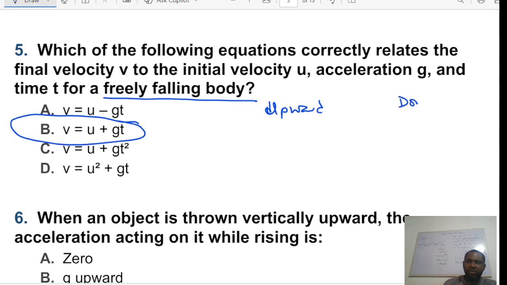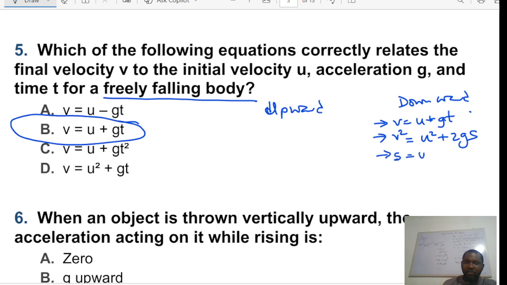and downward motion, okay? Now, for downward motion, the equations of motion are, the first one, v equal to u plus gt, because the acceleration is g, acceleration due to gravity. The second one is v squared equal to u squared plus 2gs. Then the third one is s equal to ut plus half gt squared, okay? Now, this is for downward motion, and I want you to notice something. A motion that is downward has a positive acceleration due to gravity because it is downwards, okay?